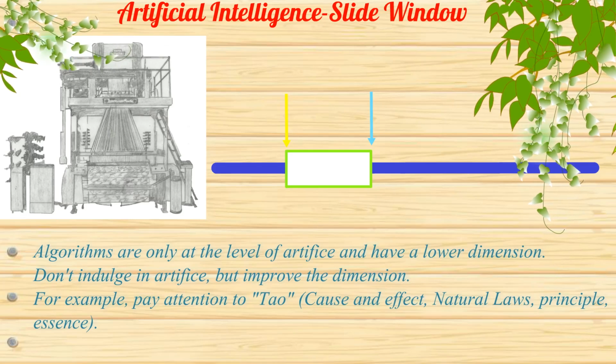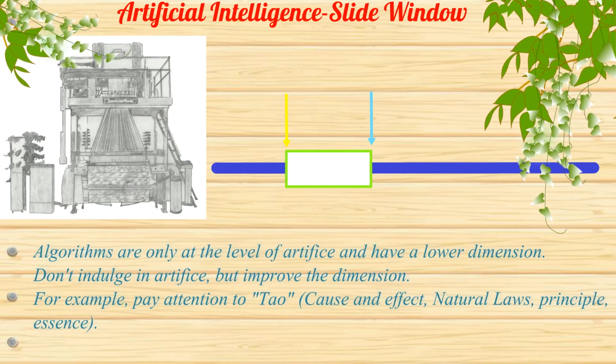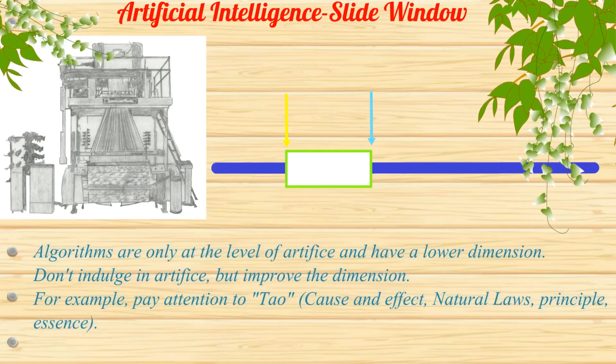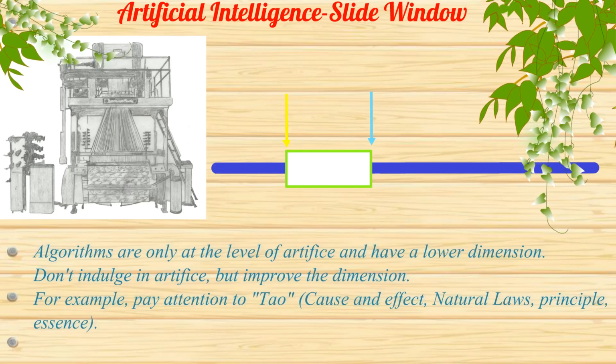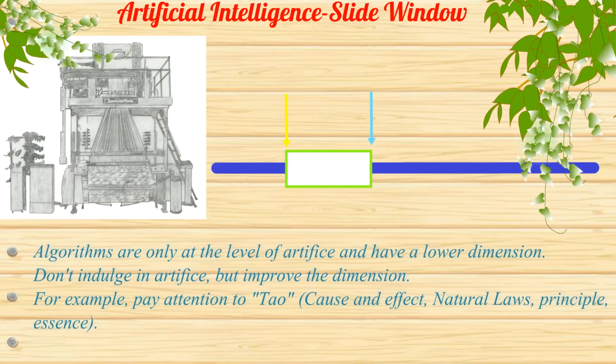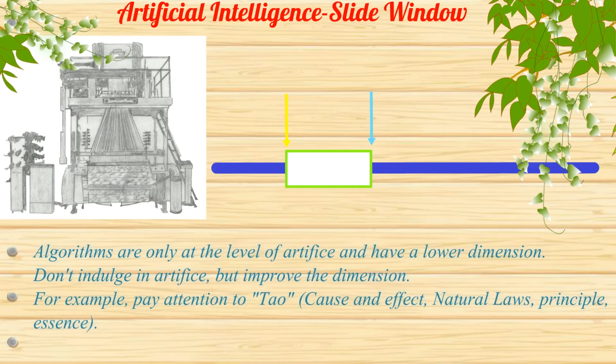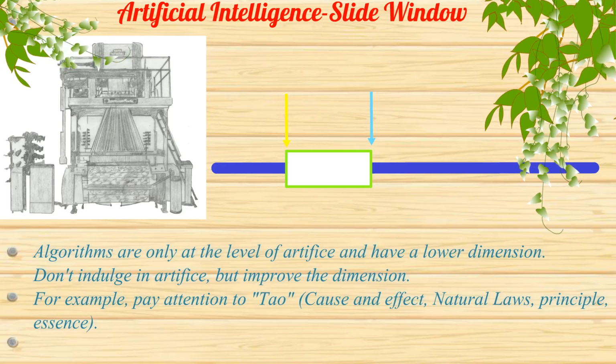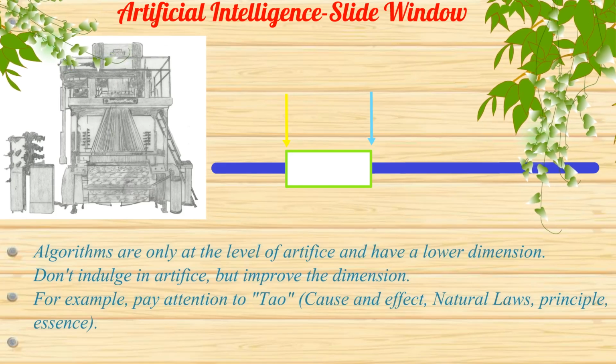Algorithms are only at the level of artifice and have a lower dimension. Don't indulge in artifice, but improve the dimension. For example, pay attention to tau, cause and effect, natural laws, principle, essence.